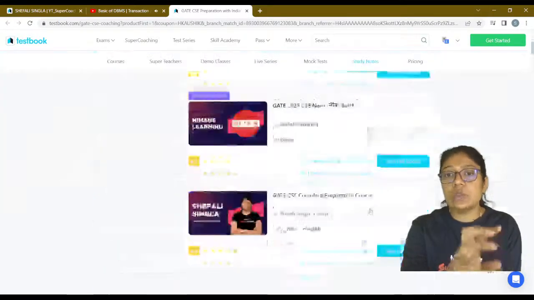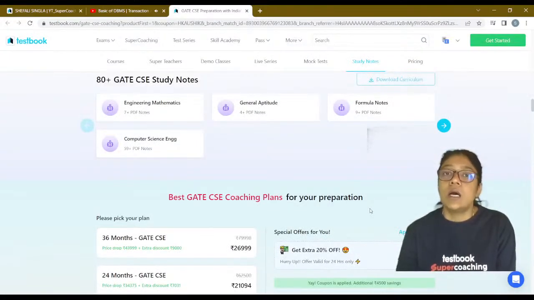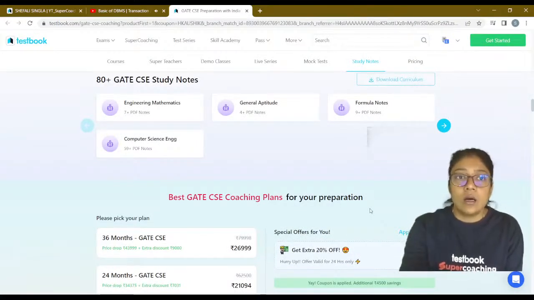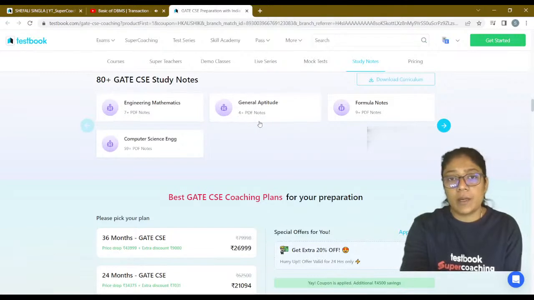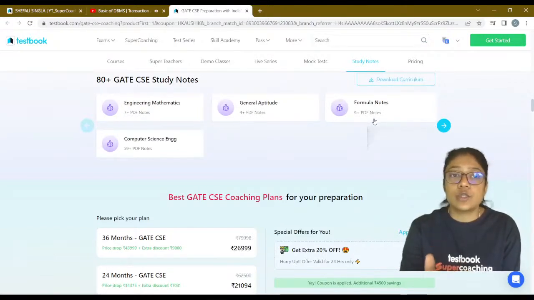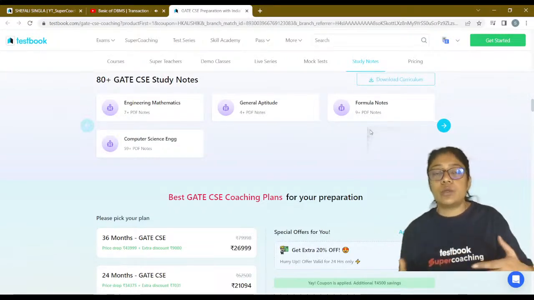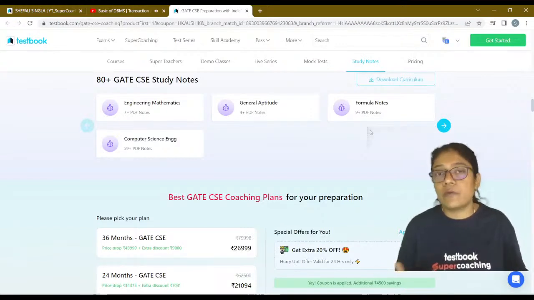And study notes are also available under the super coaching. This is available for engineering mathematics and general aptitude. Formula notes are the short notes that you will refer to at revision time, at exam time, because if we have 10 subjects, we cannot refer to the detailed notes of the 10 subjects before the exam.